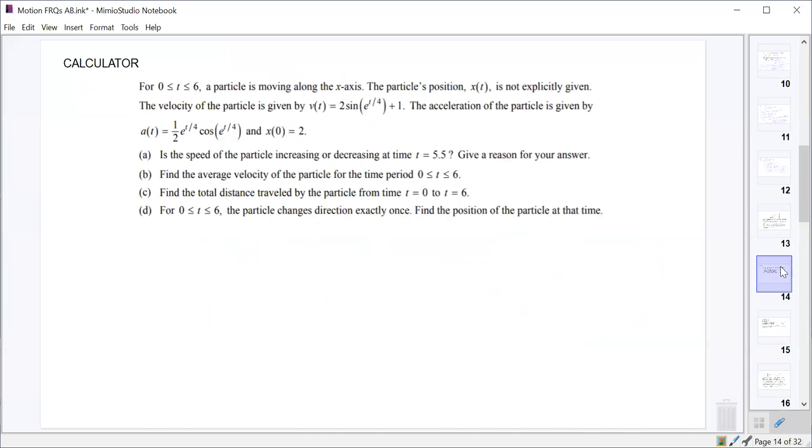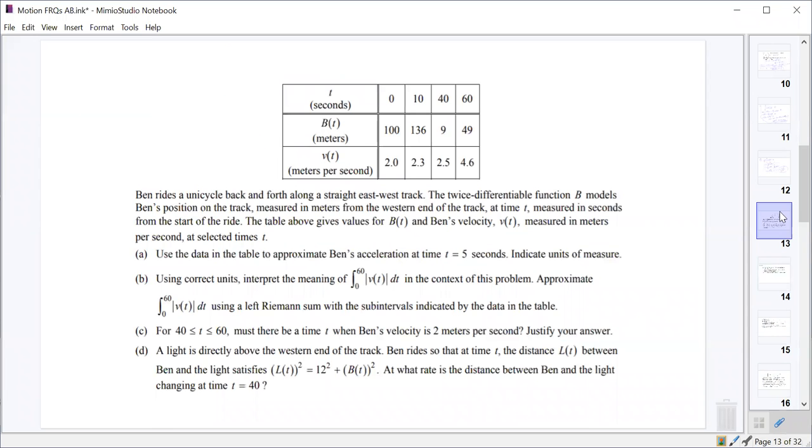That's not the right one. Is this the one I asked you guys to do, about Ben riding his unicycle? Yeah. Okay. All right. So we've got Ben on his unicycle. We've got a nice little chart that gives us his position on the track. It also gives us his velocity at the given times, 0, 10, 40, and 60. The first thing we're going to do is use the data in the table to approximate his acceleration at t equals 5.